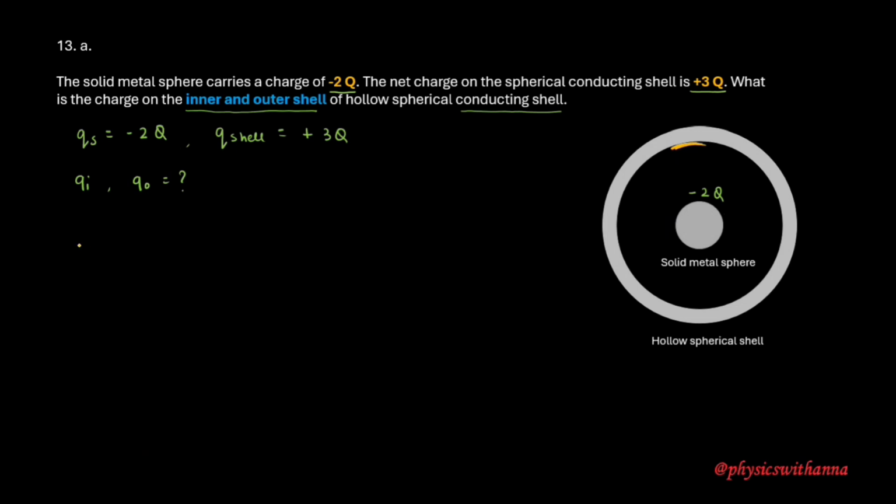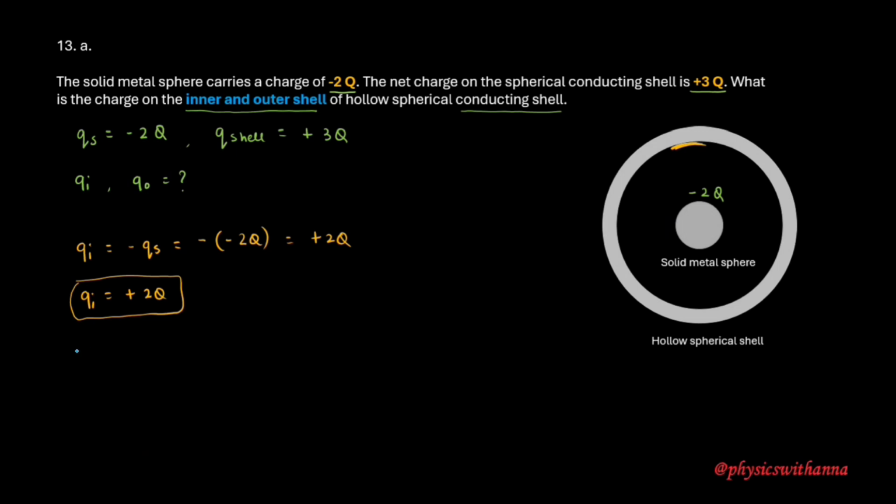So we can write the charge on the inner surface Qi to be equal to negative of Qs, which is negative of minus 2q. That gives me plus 2q. So the inner surface has a charge of plus 2q, which is induced on it by the solid metal sphere.